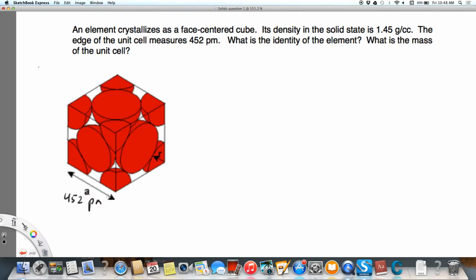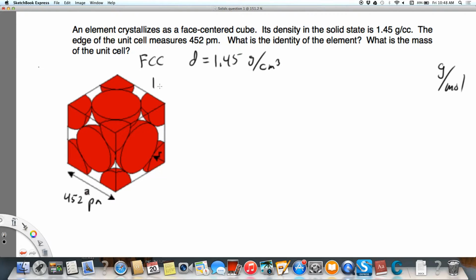Okay, so if we want to know the identity of the element, what we really are being asked is what is the grams per mole. If we know the molar mass, we can look on the periodic table, and that will let us know what we've got. So we've got a face-centered cube. We know its density is 1.45 grams per centimeter cubed. And we know that the edge, that's going to be A, is 452 picometers.